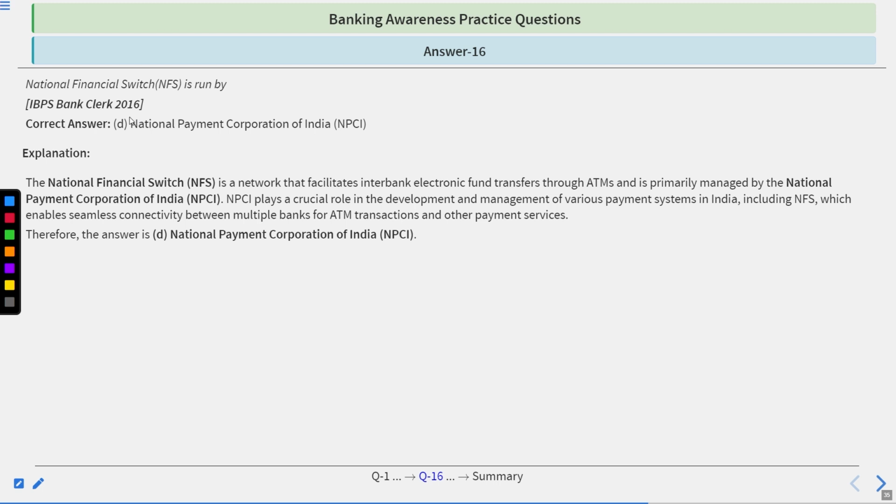Time's up. Correct answer is D, National Payment Corporation of India. Go by the explanation. The National Financial Switch is a network that facilitates interbank electronic fund transfer through ATMs and is primarily managed by the National Payment Corporation of India. NPCI plays a crucial role in the development and management of various payment services in India, including the NFS, enabling seamless connectivity between multiple banks for ATM transactions and other payment services. Therefore, correct answer is D.